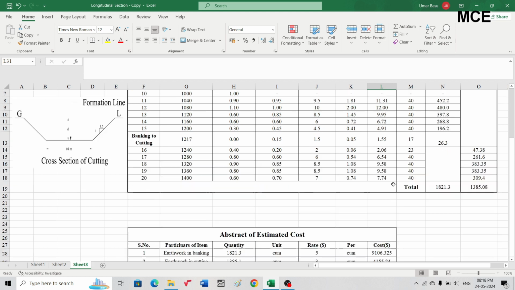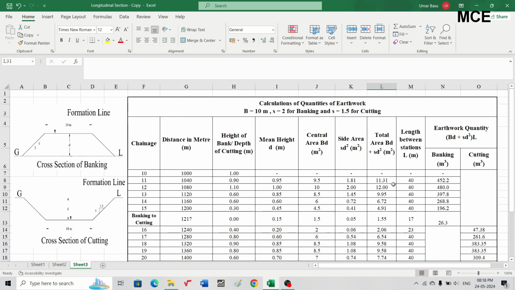So this way you can use Excel to draw the L section, and from the L section calculate the quantity of earthwork in banking as well as in cutting for any road, if you know the reduced level of the existing ground and the reduced level of the formation level.